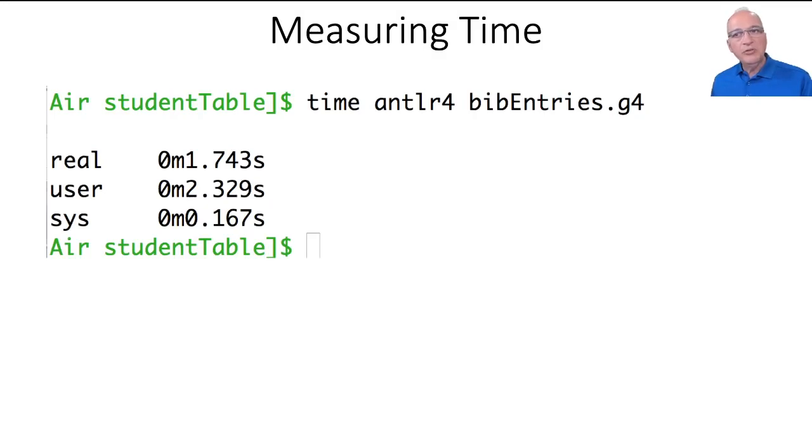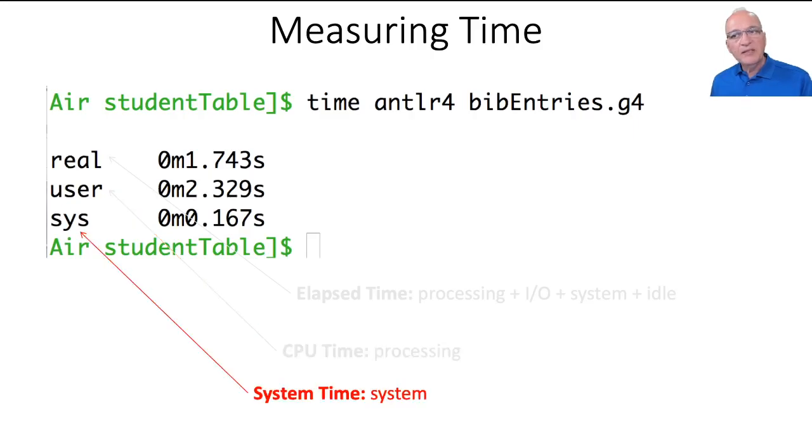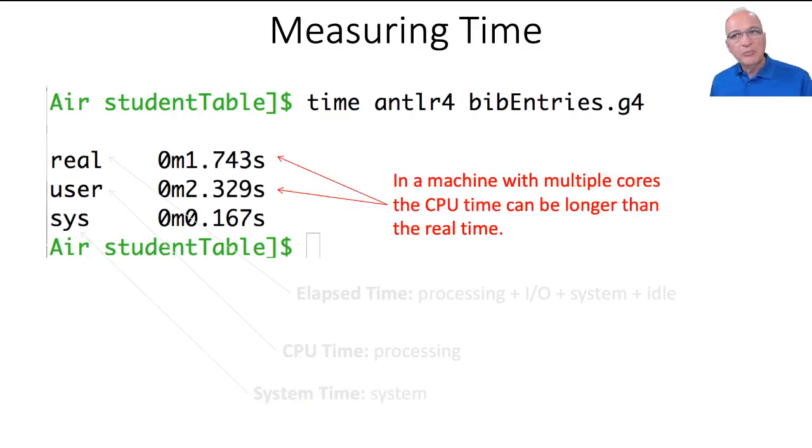You have the real time, the user time, and the system time. The real time is the elapsed time that accounts for the processing plus the I/O plus the system in general plus the idle time. The user time is the CPU time, the amount of time that the CPU is busy. And the system time is the time spent in the system. In this example, you see that the elapsed time, the real time, is shorter than the user time, because this was measured in a machine that has more than one processor, so the user time was actually divided between different processors. There are multiple cores in this machine.